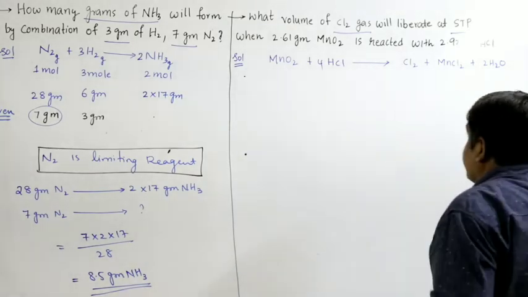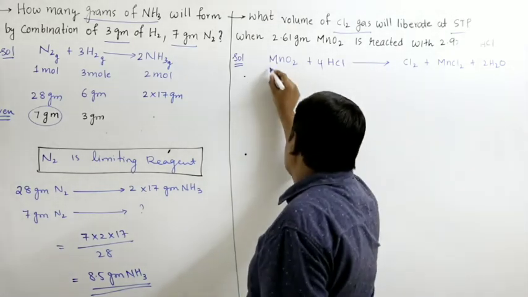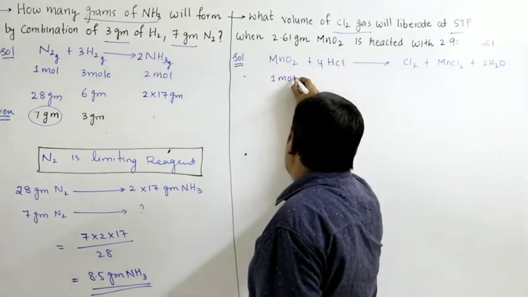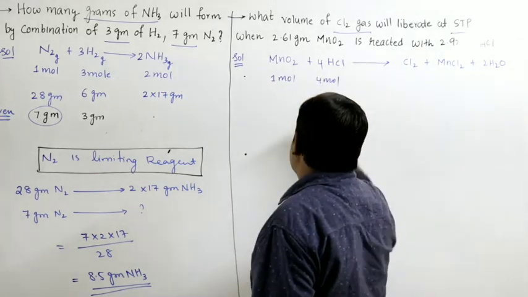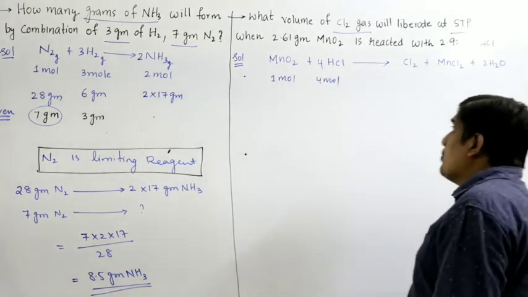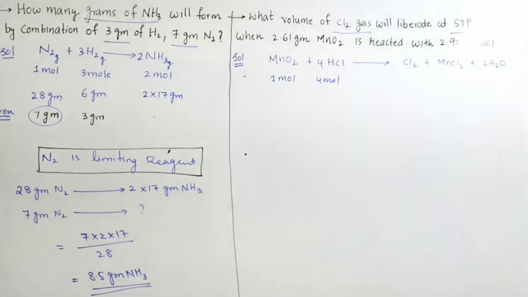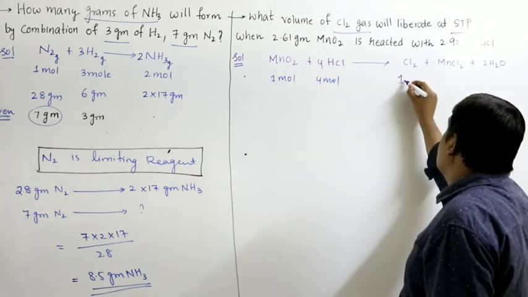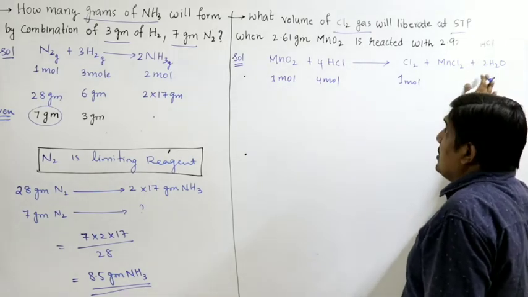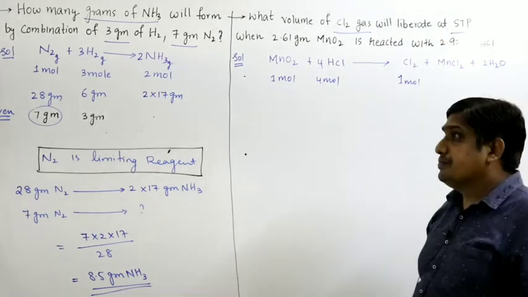I think it is balanced. Right. Now, nothing is there. So, 1 mole of MnO2, 4 moles of HCl. 1 mole of MnO2 combines with 4 moles of HCl to give 1 mole of Cl2. Remaining are not necessary according to the problem.